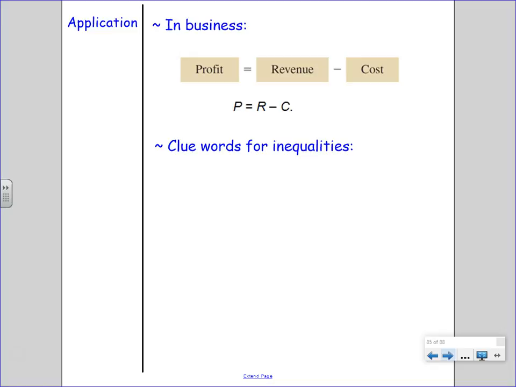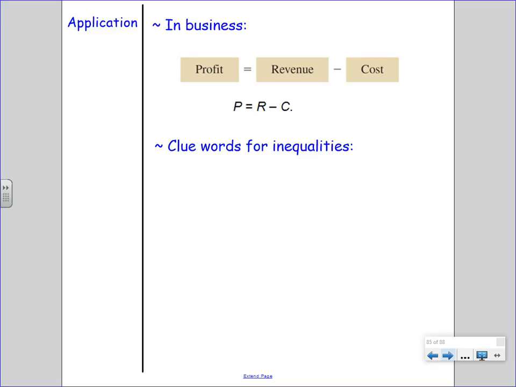Okay, clue words for inequalities. This is different, real quick. If you do see something having to do with business, profit does equal revenue minus cost. What comes in, you have to subtract what goes out. If what you're spending is more than what you're making, you're going to be in debt. So you're supposed to avoid that.